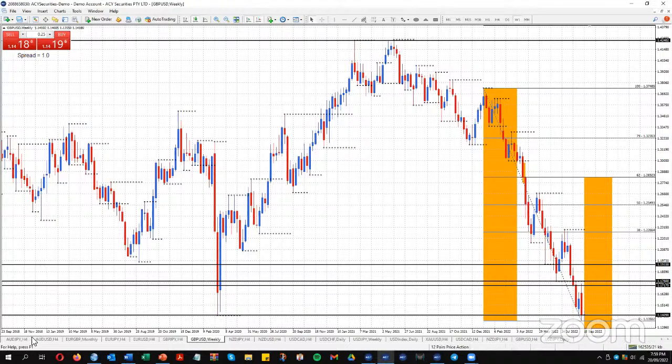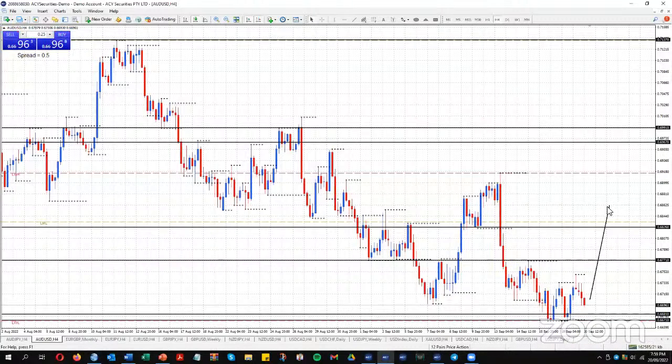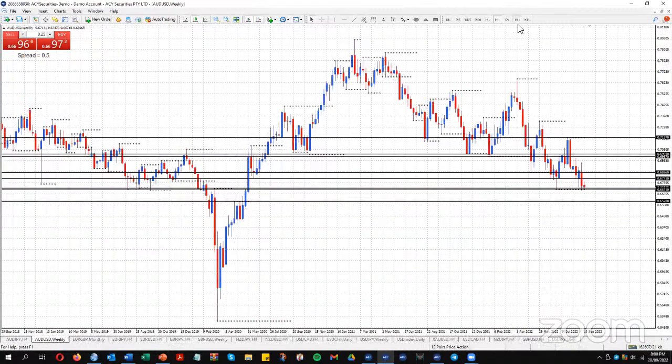How are we going with time? I'll show you one more on the Aussie dollar. So the same sort of thing happened on the Aussie this year. Right? Go to the weekly chart.